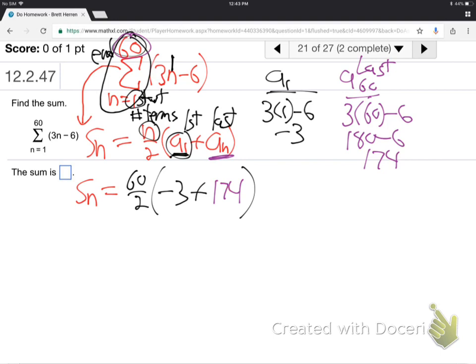So the number of terms is 60. The first term means plug 1 into the formula. The last term means plug 60 into the formula because it goes from 1 to 60. And so what is that? That's 30, 171, whatever that is, a big number. 5130. So they all add up to be 5130.